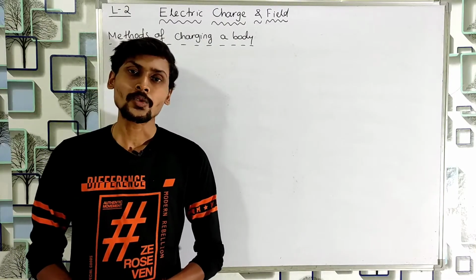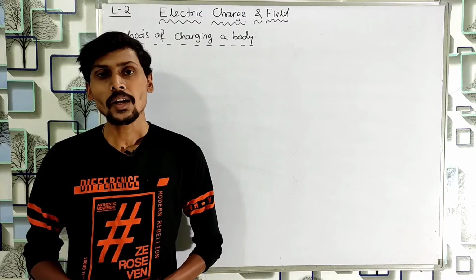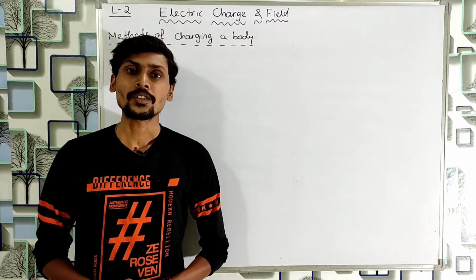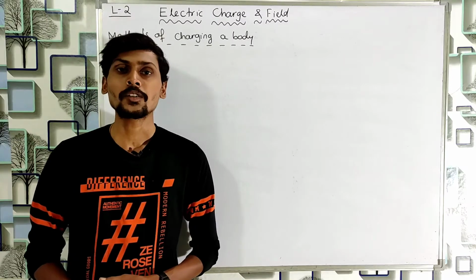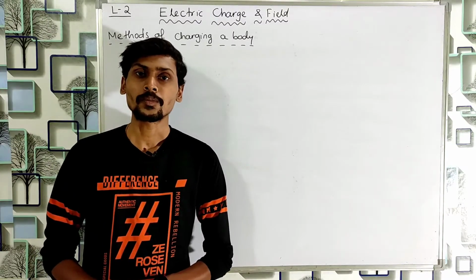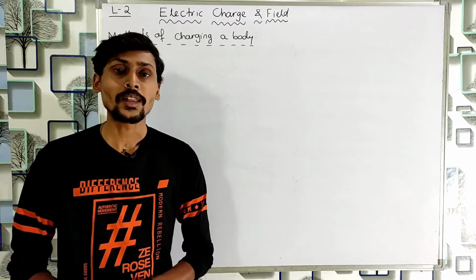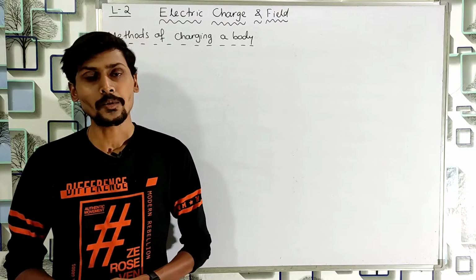In the previous class, we had discussed what is the meaning of charge, the types of charges and the basic properties of charges like the additive nature of charge, the quantization of charge and the conservation of charge. Today, we will discuss 3 different methods of electrifying or charging a body.